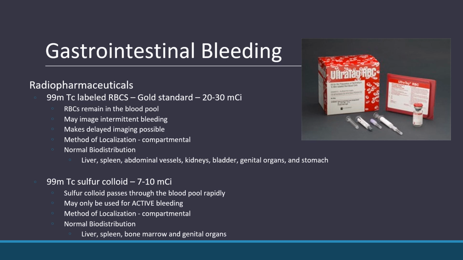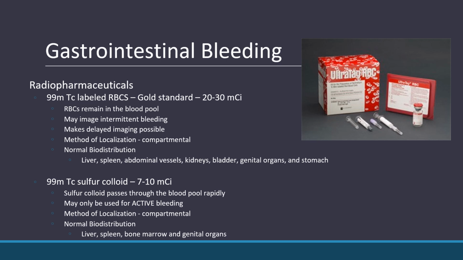The other radiopharmaceutical that you could use would be the sulfur colloid. For this one, you would use 7 to 10 millicuries of 99mTc sulfur colloid. This is the least preferred radiopharmaceutical because it will only be used for active bleeding. Recall that if you inject sulfur colloid into a patient, it goes to the liver, spleen, and bone marrow.